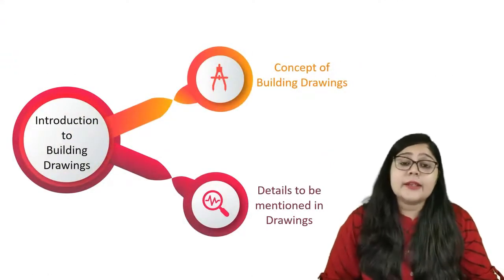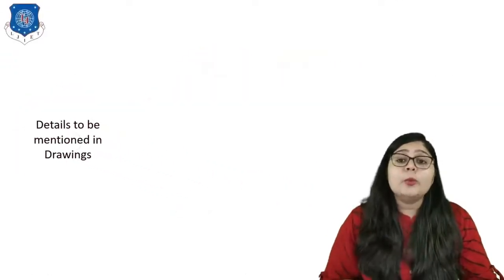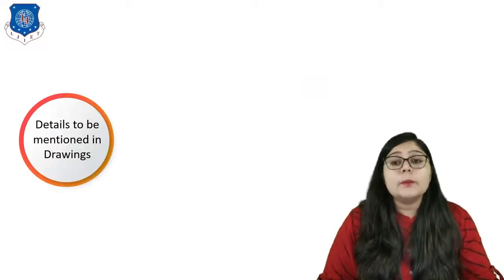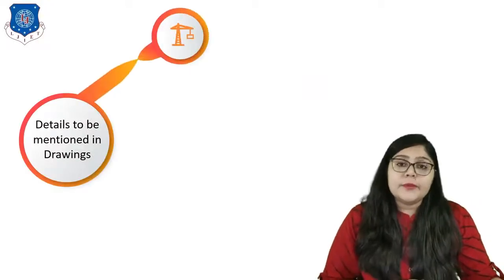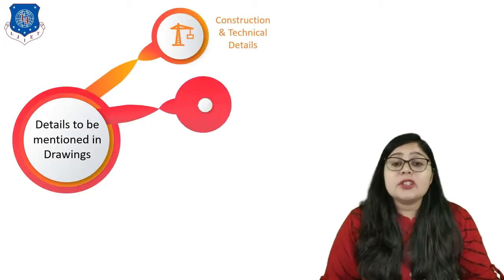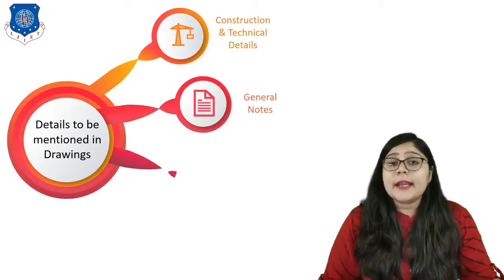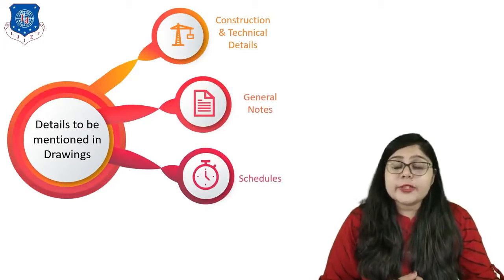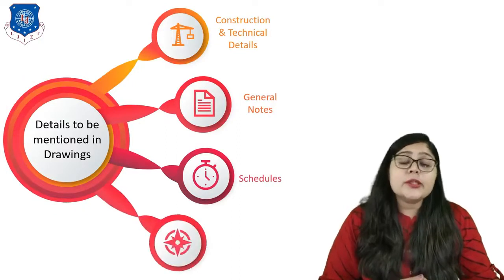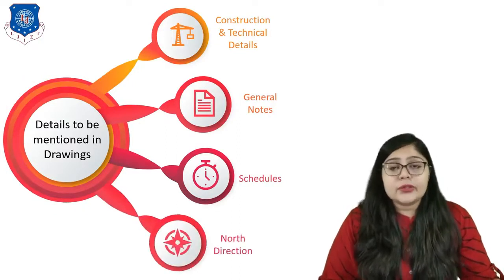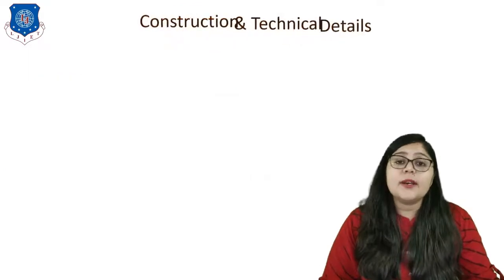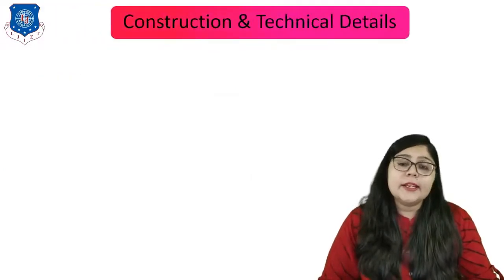Now let us understand what details are to be mentioned in a drawing. Basically there are 4 terms, in which the first one is the construction and technical details. Secondly, we will see some general notes. Then we see the schedules, and lastly the direction, right? So let us understand the first, construction and technical details.